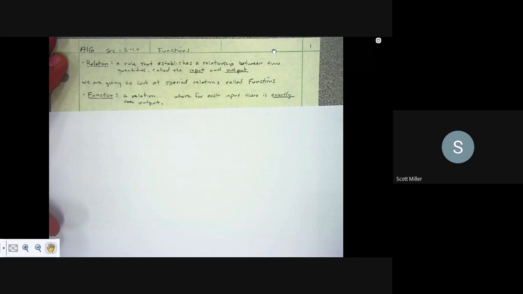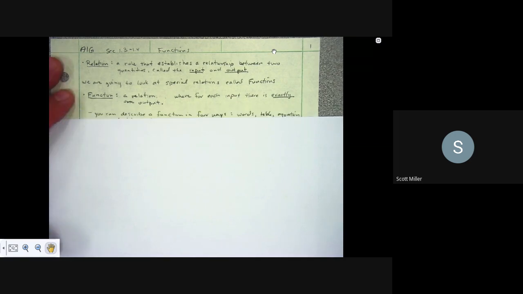A function. Here's a simple definition. A function is a relation where for each input there is exactly one output. That is the definition of a function that you're going to need to remember. For every input, there is exactly one output.